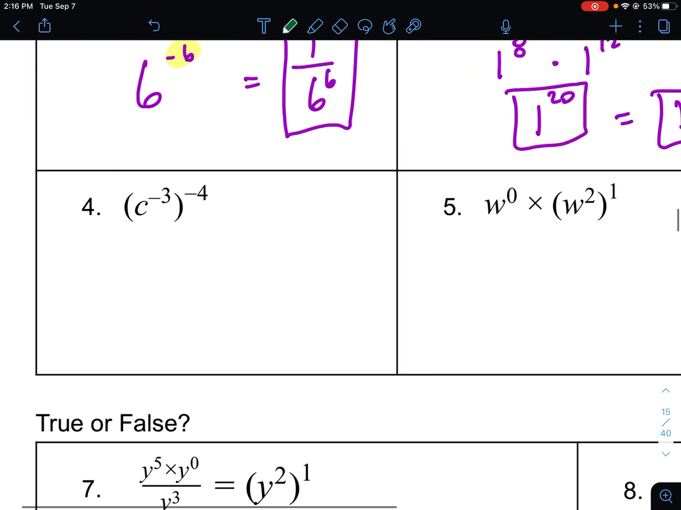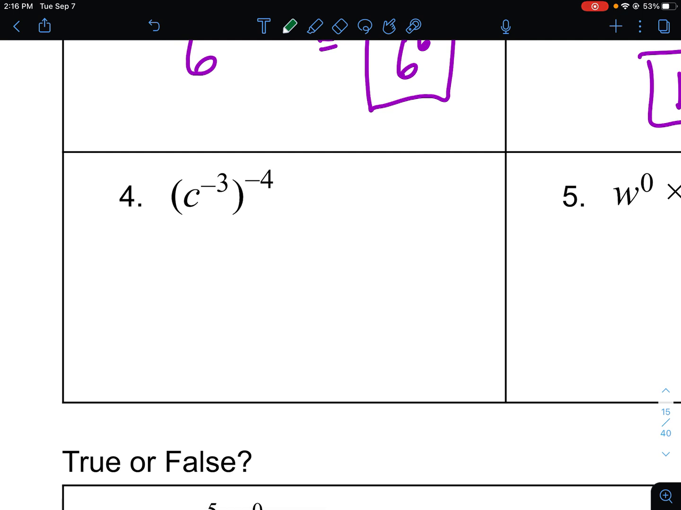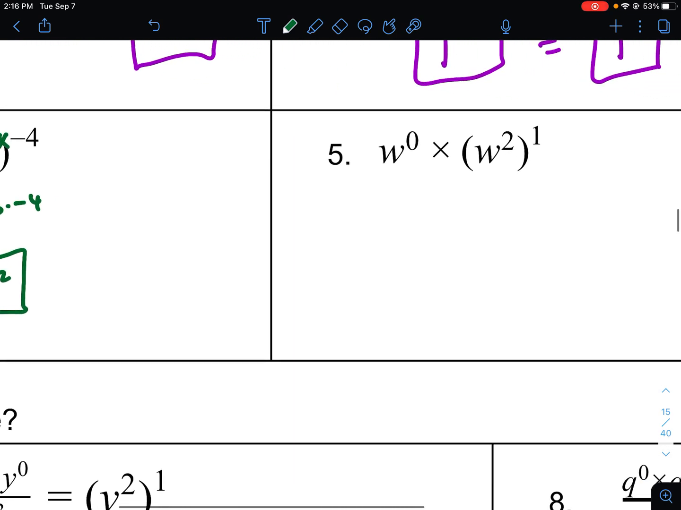Let's look at number 4. Ooh, look at this. Power to a power, we're multiplying. C to the negative 3 times negative 4. What's a negative times a negative? It is a positive. So negative times a negative is a positive, and that's going to be a positive 12. A positive exponent's a good thing, so we're okay with it.